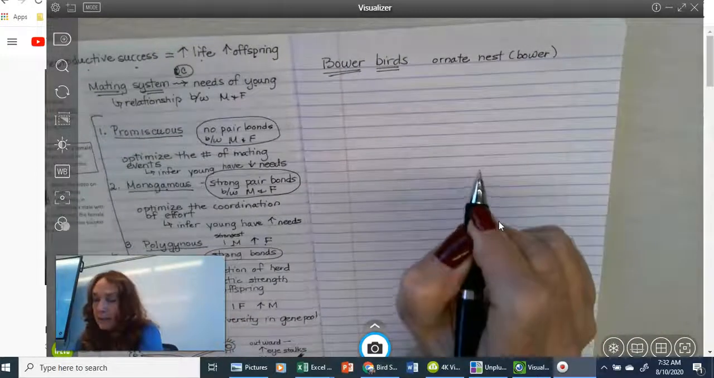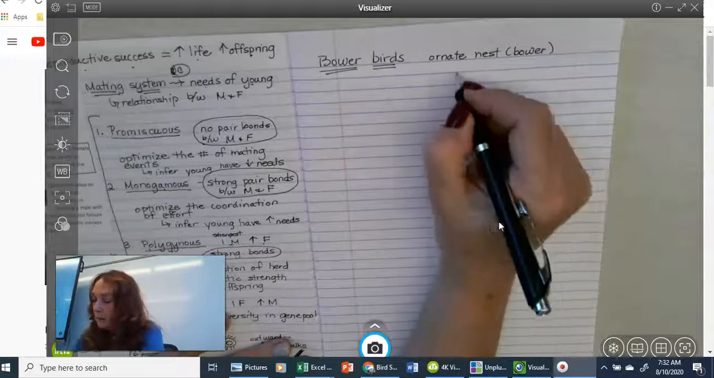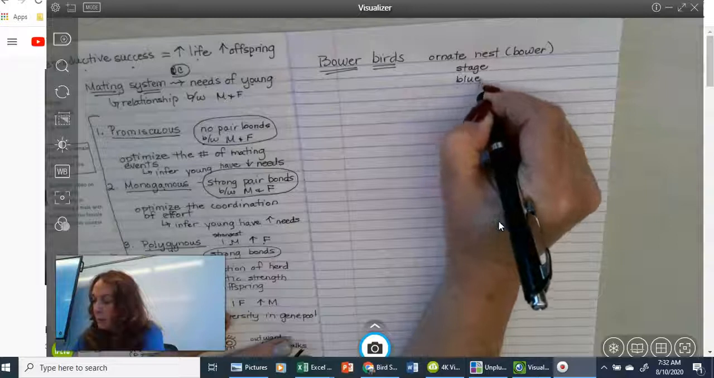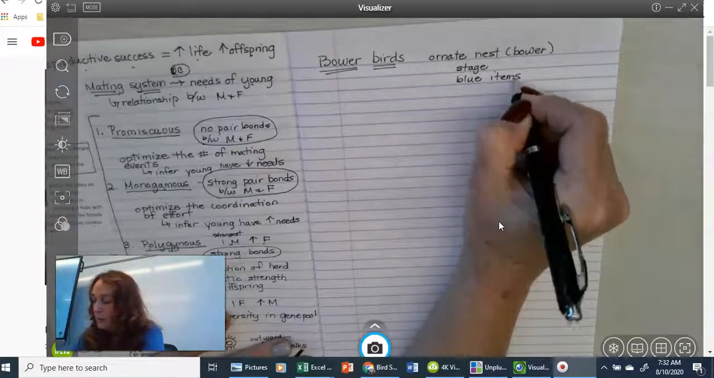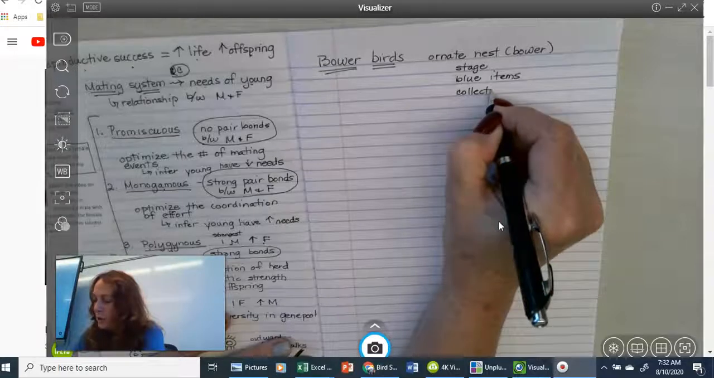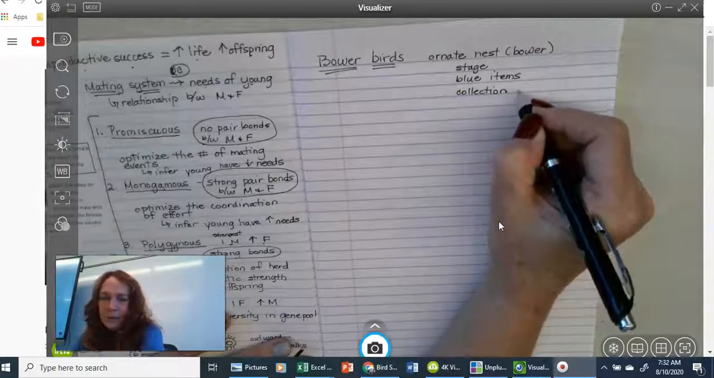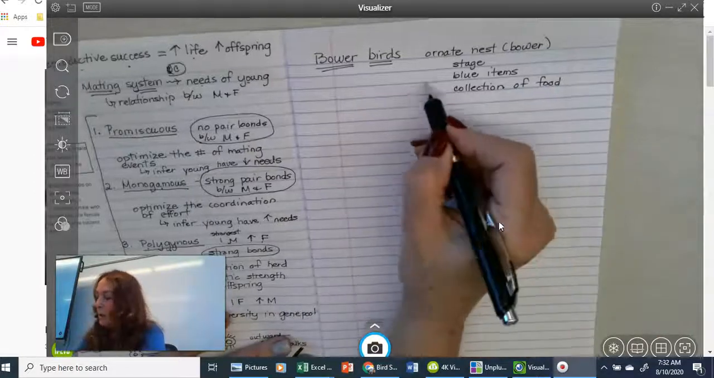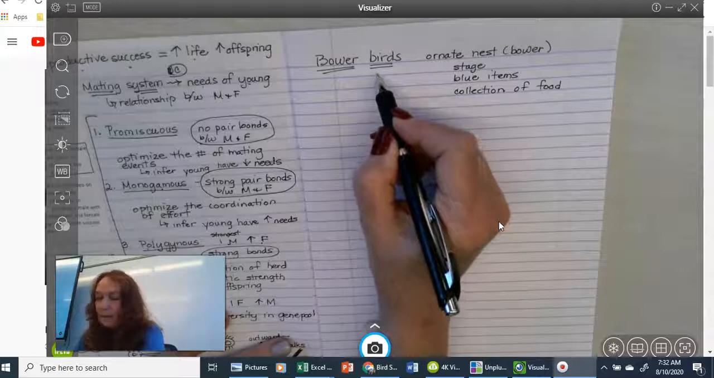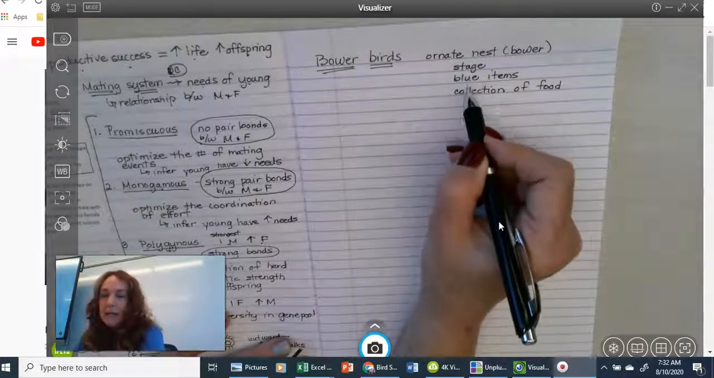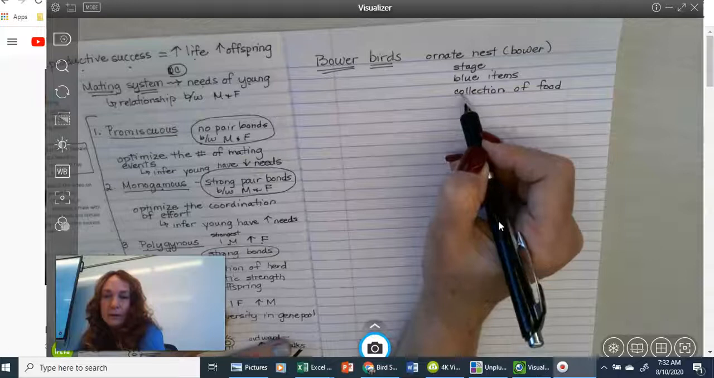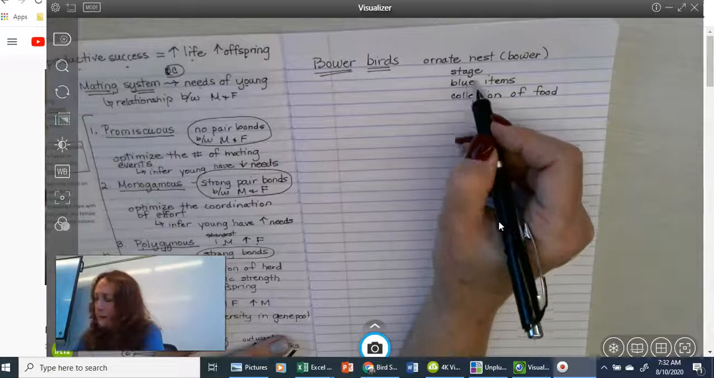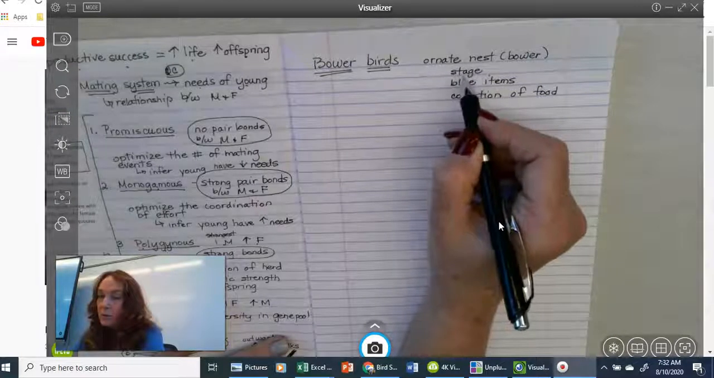So there's an ornate nest, and it's got like a stage. It's got blue items. You don't see it there, but he's got a collection of food. Like he might have a huge pile of berries, all kinds of things. So what he's really doing is he's convincing the female that he's a good provider, if you think about it. I don't know what the dancing necessarily does, but anyway, he's going to dance right there at the stage.